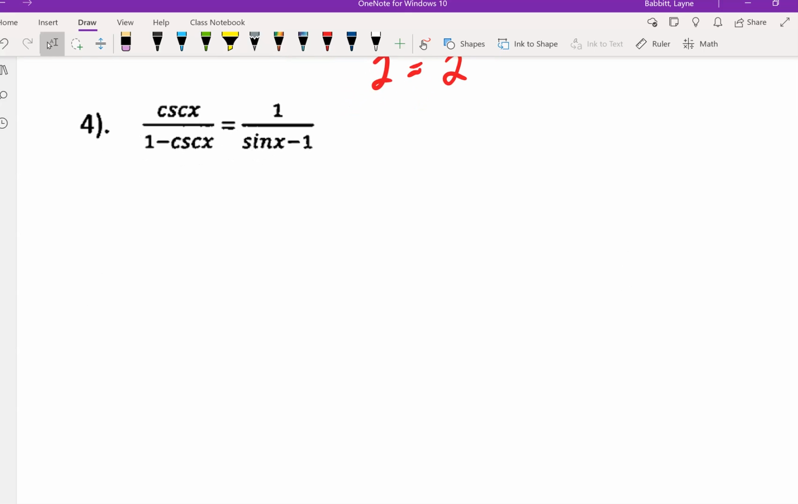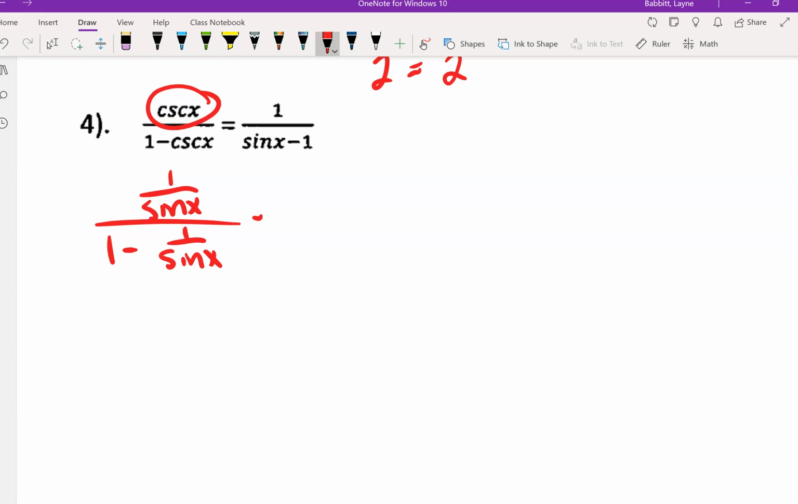Alright, so I see that we've got cosecant here. I don't love dealing with cosecant, so the strategy I'm probably going to start with is changing my cosecants into sine, so changing everything into sine. 1 over sine x is what this becomes, over 1 minus 1 over sine x. And we're trying to get that to equal 1 over sine x minus 1.